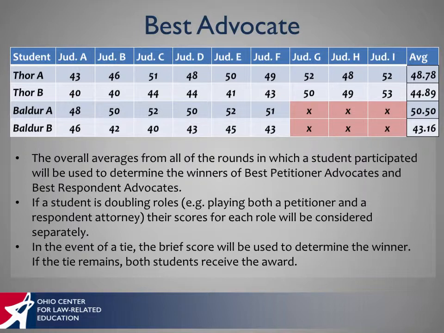If a student is doubling roles, that is to say they play both a petitioner and a respondent attorney for their team, their scores for each role will be considered separately. In the event of a tie, the brief score from the student's team will be used as a tiebreaker. If after considering the brief score a tie still persists, both students will receive the award.